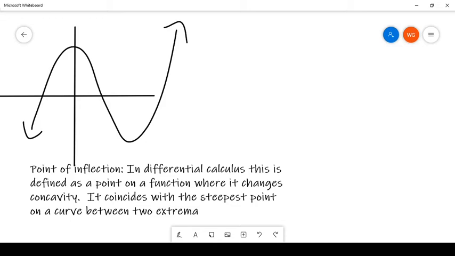But when you see a situation where y double prime is equal to 0, immediately you should be aware that something important may be happening. And it indicates that in your graph or in your function, potentially we have what's called a point of inflection. Point of inflection I've defined here. In differential calculus, this is defined as a point on a function where it changes concavity. It coincides with the steepest point on a curve between two extrema.